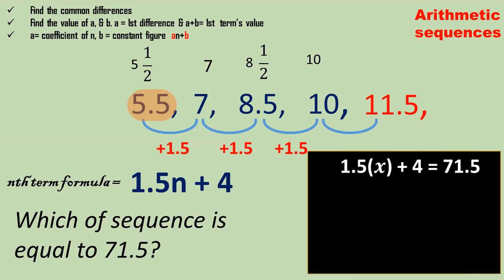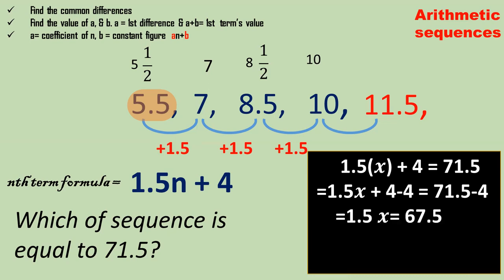Here, the 4 is plus. We're going to subtract 4 from both sides, and that will produce 1.5x plus 4 minus 4, so that cancels on one side. On the other side, 71.5 minus 4. So that will produce 1.5x is equal to 67.5. Here, 1.5 is multiplying; on the other side, it's going to divide, and that will produce the value 45. So the 45th term is equal to 71.5.